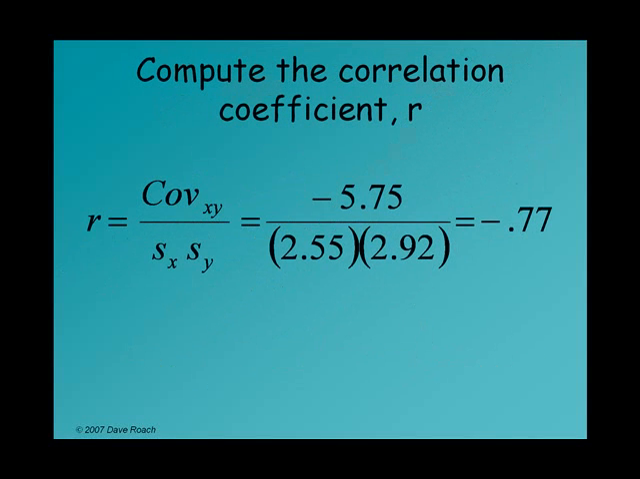To compute the correlation coefficient, I'll take that covariance, minus 5.75, and divide it by the product of the two standard deviations, and I get minus 0.77. That's a fairly or moderately strong negative correlation. Remember, correlations vary from minus 1, which is a perfect negative relationship, to positive 1, which is a perfect positive relationship, with 0 being no relationship. So this will have a downward slope, not perfect, but still at least moderately high.